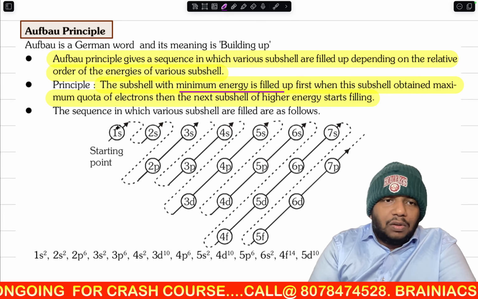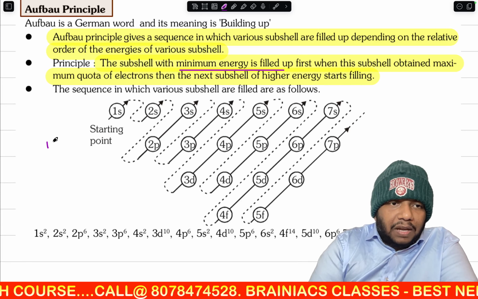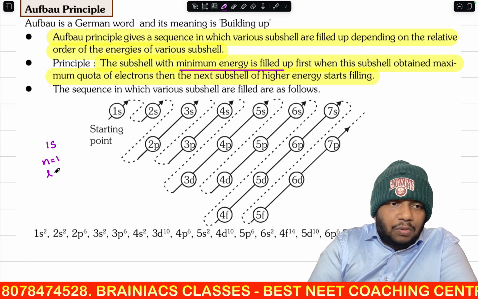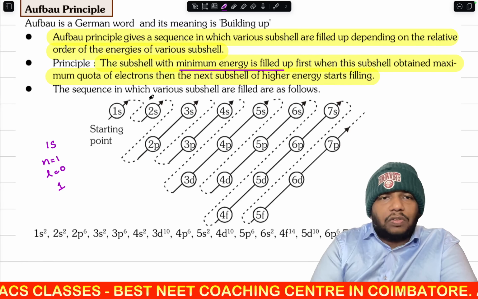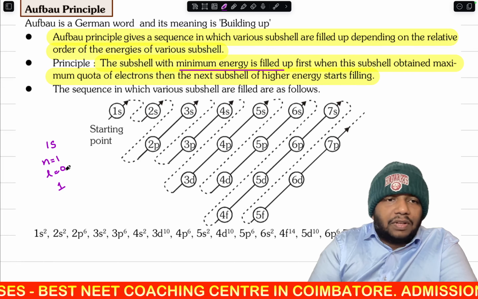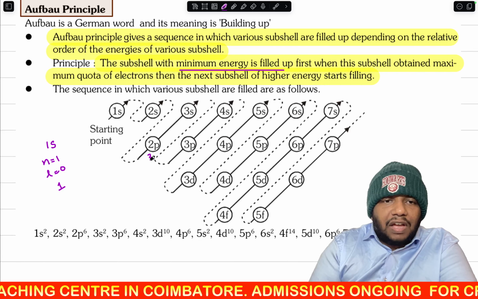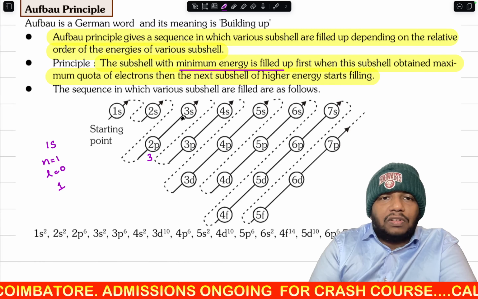So if you see here, 1s is filling. How will you expand this? I can say n is equal to 1, and since it is s, l value is equal to 0. So n plus l value here is 1. 2s means 2 plus 0, here 2. Then 2p means 2 plus 1, here the sum value would become 3. 3s means 3 plus 0, this will also be 3.